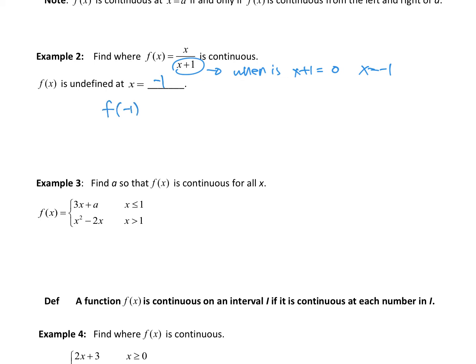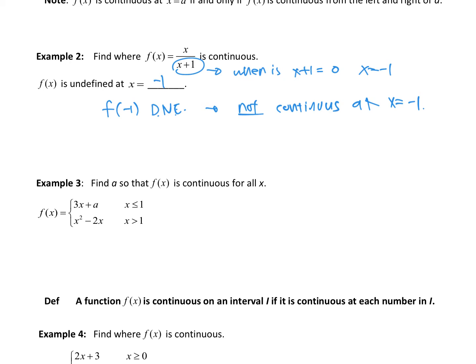So this one doesn't exist, right? Not defined there. So that's where it's not continuous. I mean, it's not continuous at x is equal to -1. Other places, the limit exists. The function is going to be exactly the same as the limit, as we saw from the previous worksheet. So the only problem we had was when we had the 0 denominator. That's when x is equal to -1.